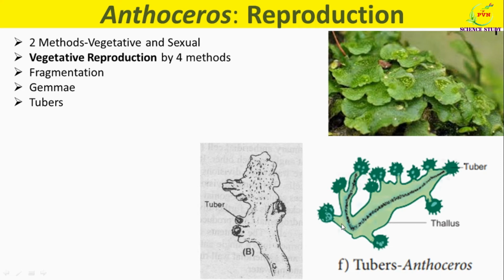Some species of Anthoceros have stalk tubers which may be marginal like this, or developed from the ventral side of the thallus.